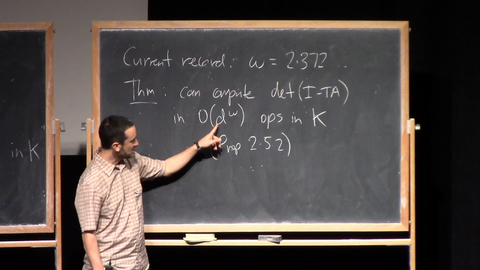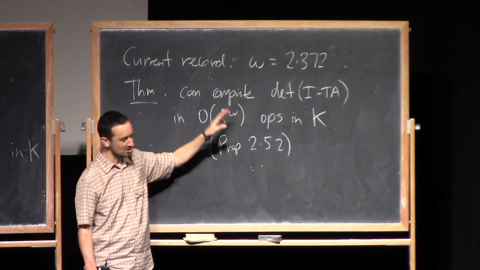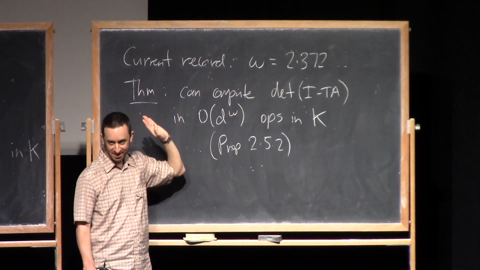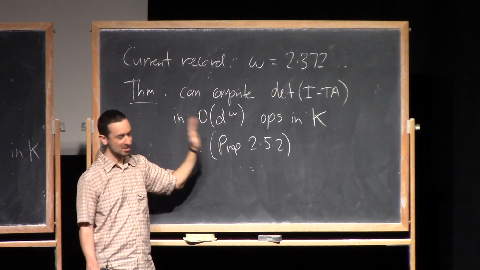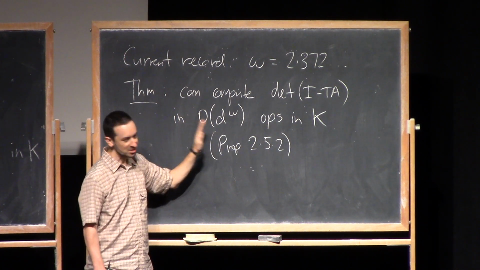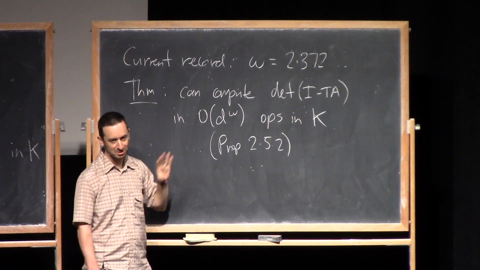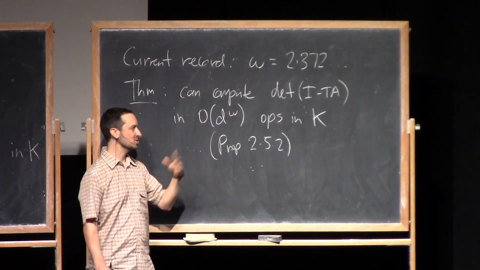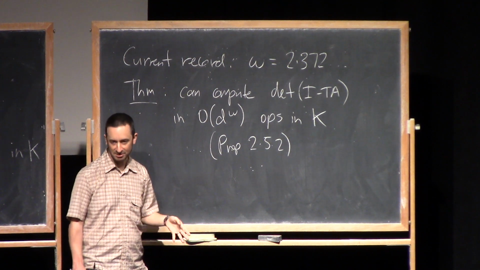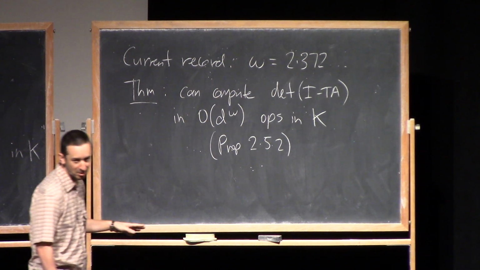Secondly, it really does get you d to the omega. There's no extra epsilon, there's no log factors. Right? It is really on the nose. It is a constant multiple of the time to multiply a matrix. Right? They reduce the problem to matrix multiplication and some polynomial arithmetic and some other stuff. So it's a bit of work.